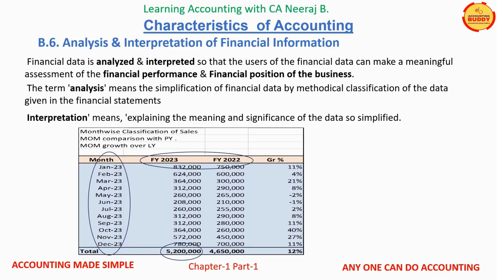Now, an example of the word interpretation in relation to this data could be there is an overall growth of 12% in financial year 23 over financial year 2022. Another example of interpretation could be in May 23 and June 23, there is a degrowth as compared to previous year for the same months. Such and more logical interpretation of financial information helps users to take future business decisions.